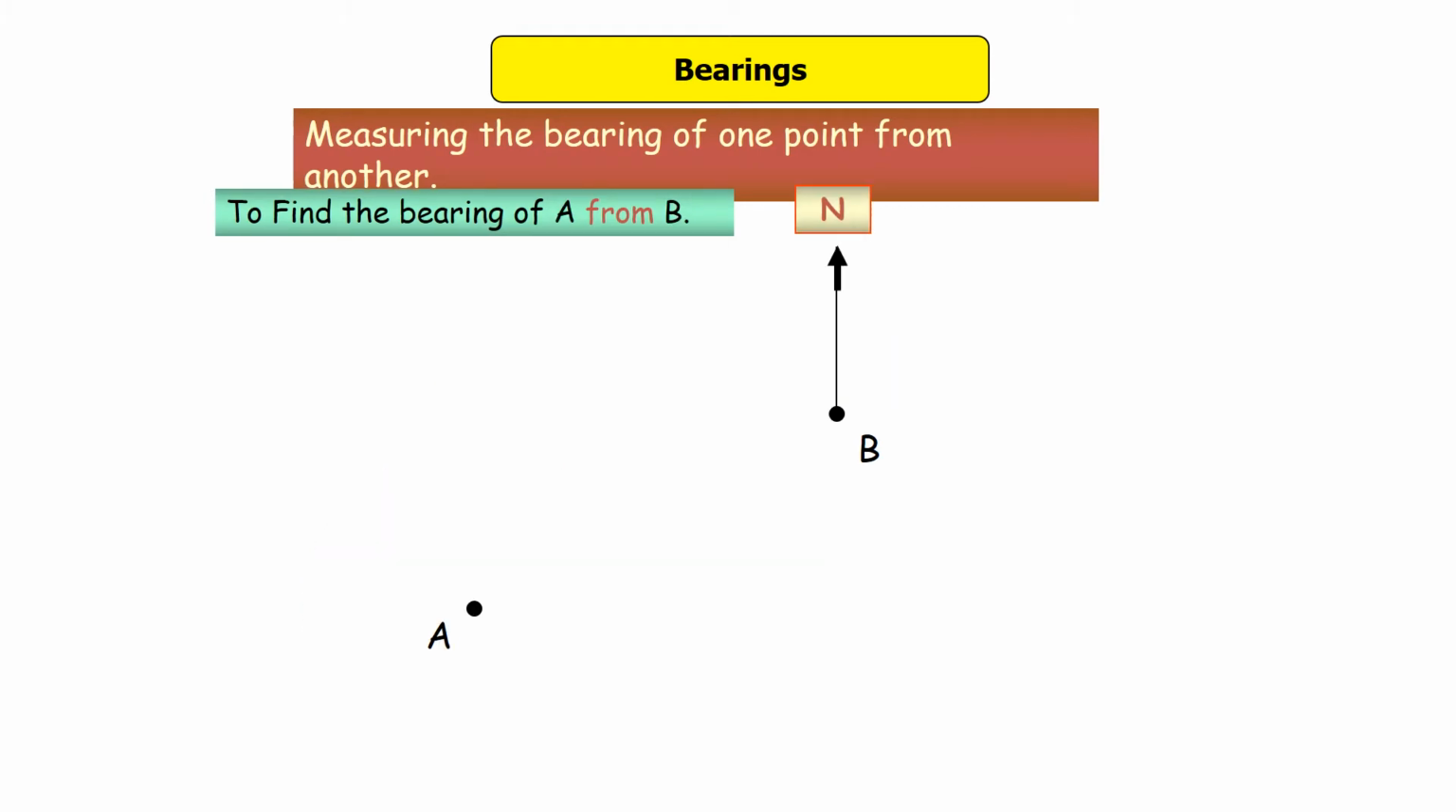Now we are measuring the bearing of A from B. Alright, notice we're going from B, so at this point we will set up our cardinal points at B, because that's where we're starting from. And of course we have our line which connects B to A. So now we are going to measure the angle that goes from the north line of B all the way around to the line which joins A to B. And again, we are going in a clockwise direction.